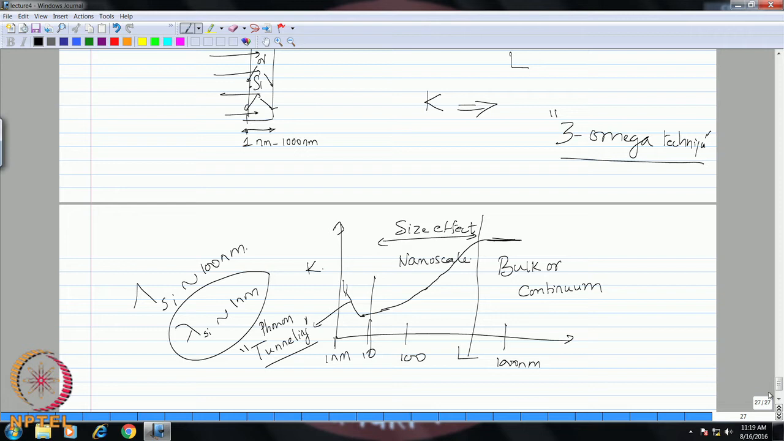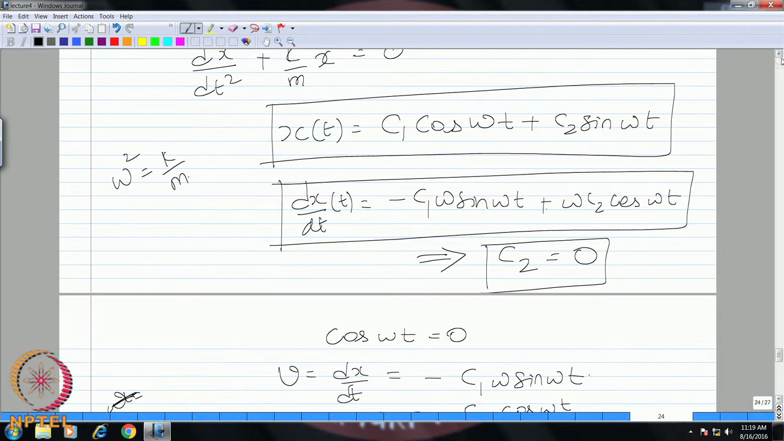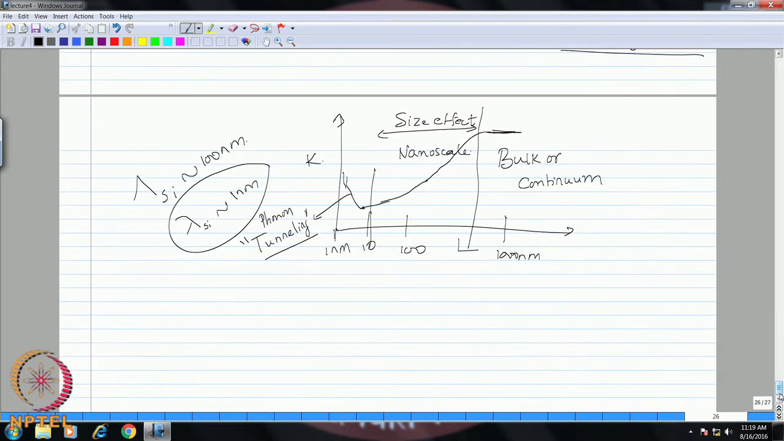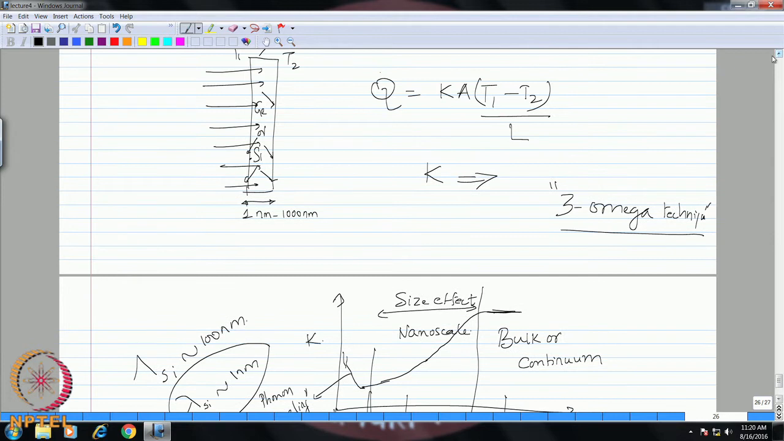So, you will see this more so if you have an interface. You can see this tunneling process very clearly if you have an interface of two materials. For example, you can have germanium on one side, and silicon on the other. So, you have a sandwich of these two materials, and you will see the phonons can easily tunnel from one material to the other.